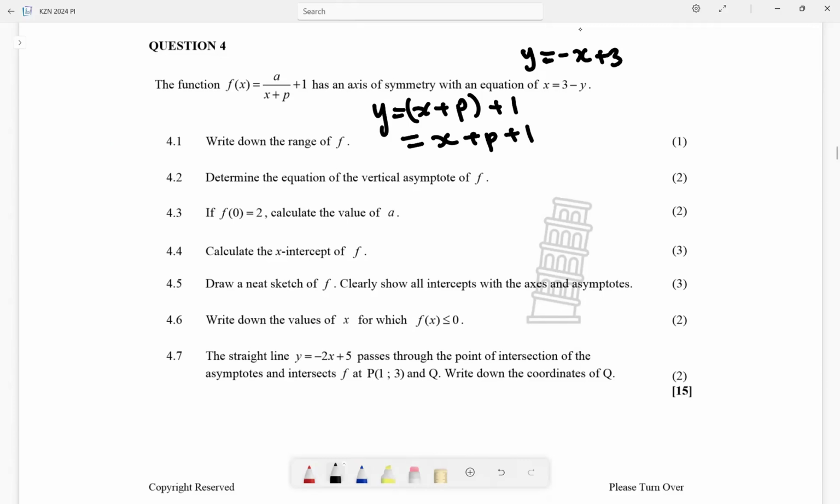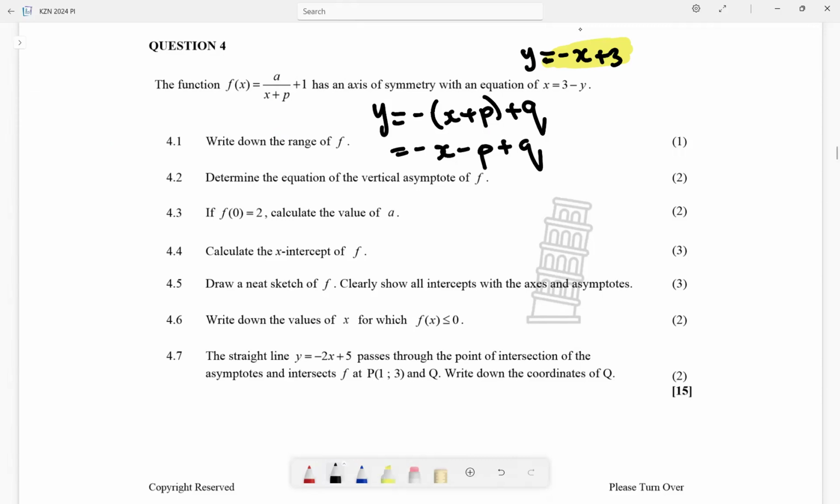Oh, sorry. This one is the axis of symmetry with a positive gradient, so let me try to find the one with the negative gradient. So it's going to be negative into x plus p plus q. If you do not understand where this comes from, please watch my previous videos where I recorded the functions, yes, the hyperbola function as well. So it's going to be negative x minus p plus q.